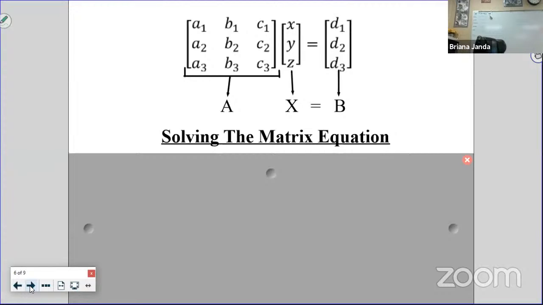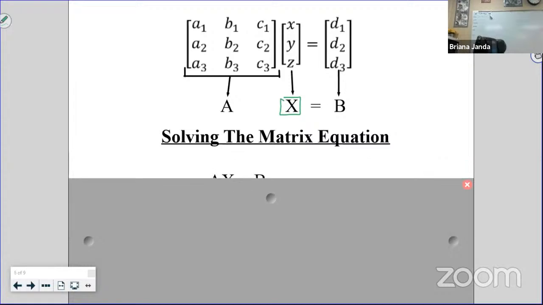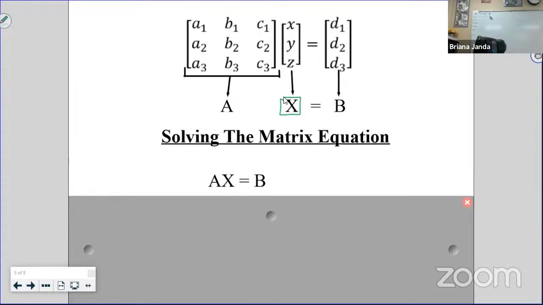Your matrix equation, if I were to represent these matrices as just letters, matrix A, matrix X being our variables, and matrix B. Thinking about how I would solve this, my ultimate goal is I want it to say X equals, with my matrix X by itself on one side. But the problem is with matrices, there's no such thing as dividing by a matrix, right? Have we talked about dividing by a matrix? No, that's not a thing. So just like if I were to solve this for X, I could have divided, right?